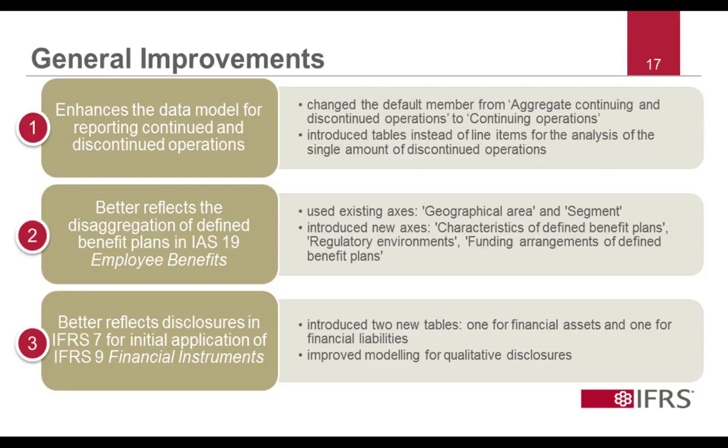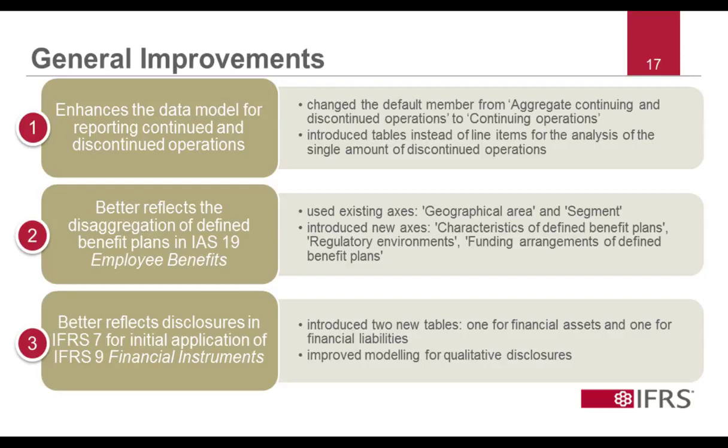The other change was mainly introduced to minimize the number of extensions in the IFRS taxonomy. Currently the IFRS taxonomy includes 4 line items to reflect the disaggregation of the single amount of the discontinued operations presented in profit or loss as required by IFRS 5. Those 4 line items are created to tag discontinued operations only. So for example, we used to have a line item that was revenue for discontinued operations.